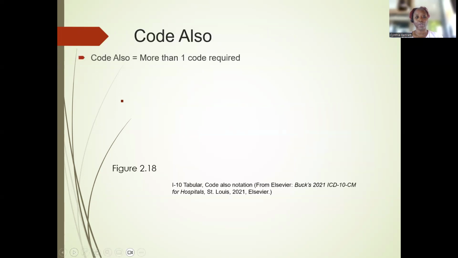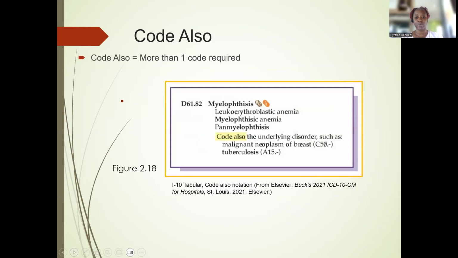You'll also see "code also." So code also equals more than one code is required. What it's telling you is that if you're going to use ICD-10 code D61.82, you need to also code the underlying disorder, such as malignant neoplasm of the breast, or if it's tuberculosis. So before we can actually assign that code completely, we need to also code that as well.